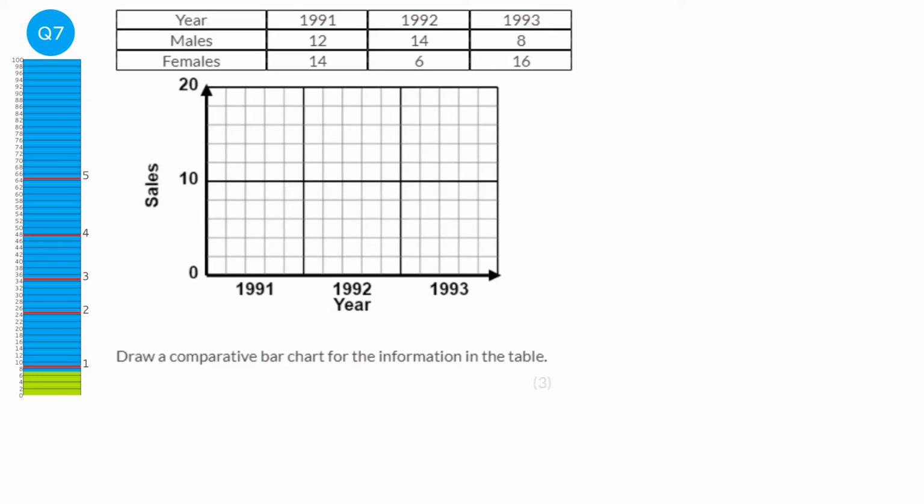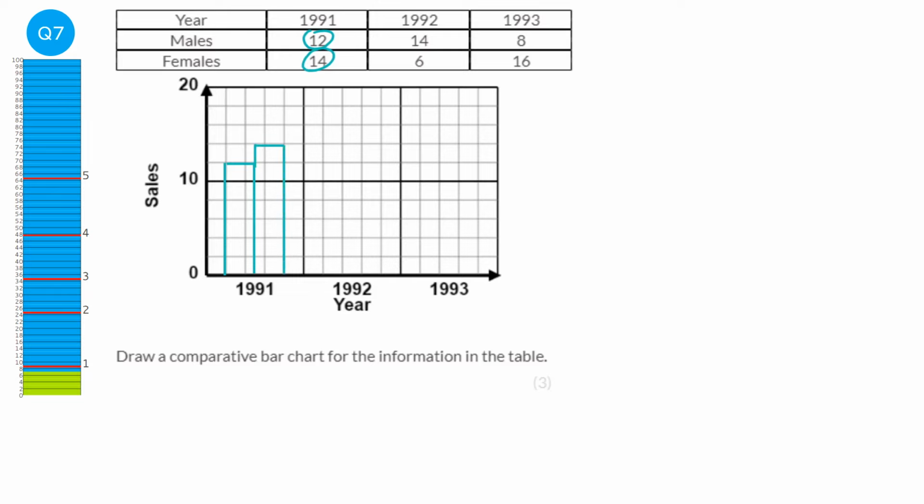A comparative bar chart is where you have 2 bars next to each other meaning different things. So it's probably easier just to start drawing it, and then we can talk about it as we go along. So we've got males here at 12, and so what we want to do is a bar that is 12 high, and these are going up in 2s, so it will be up here. There we go. And then right next to it, we're going to do females, which is 14. And so what we're going to do is make this go up to 14.